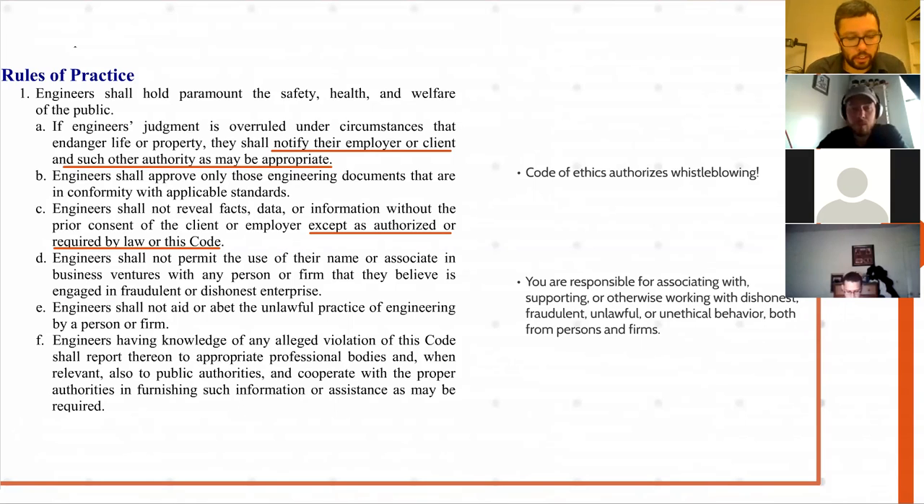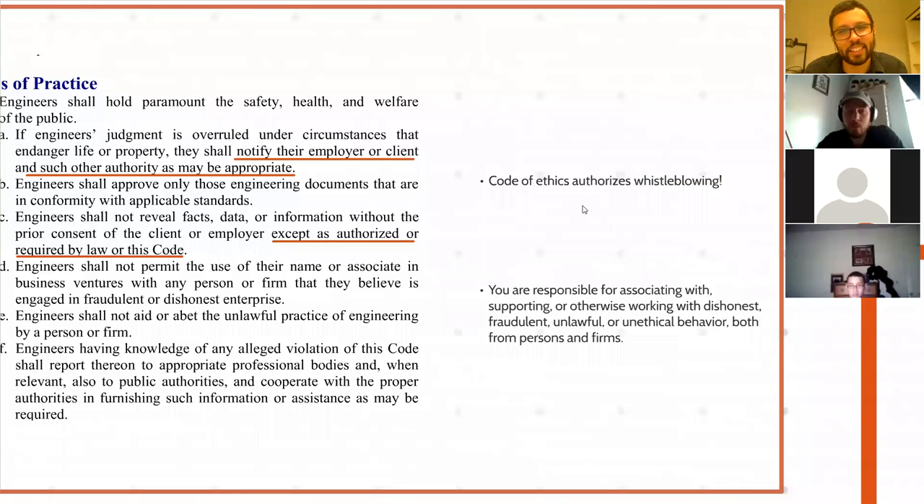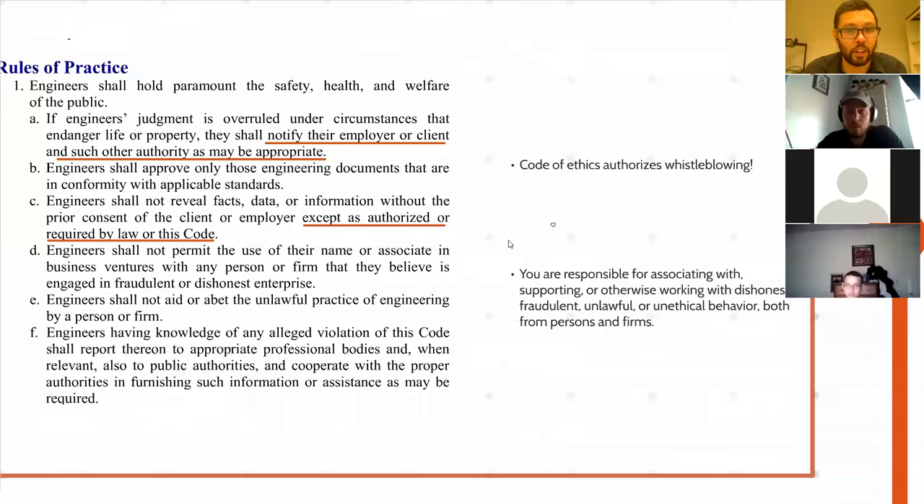The ideal here is that the NSPE is supposed to be representing engineers, so that if you whistleblow by following this code, then at least the NSPE has some reason to try to defend you from that position. Maybe that won't be successful in a court of law, but it's at least some grounds for thinking that you did the right thing. So the code of ethics authorizes whistleblowing. That doesn't mean that it's legal or that you won't face repercussions, but it's at least made explicitly authorized.